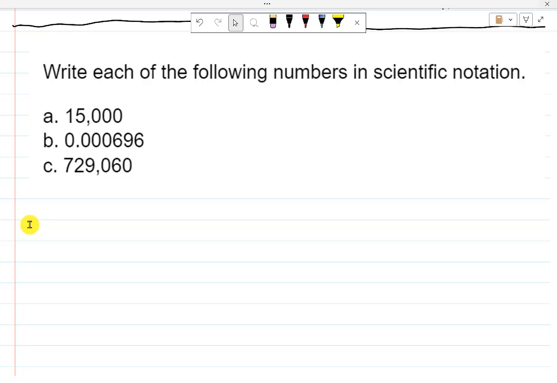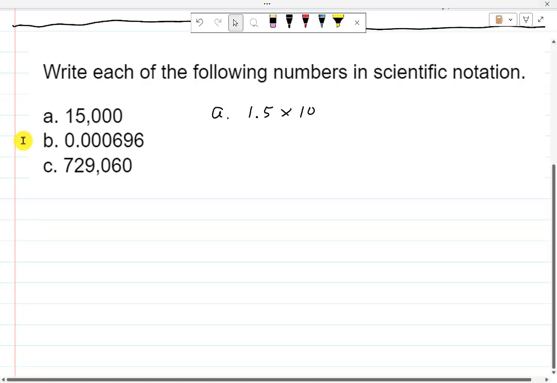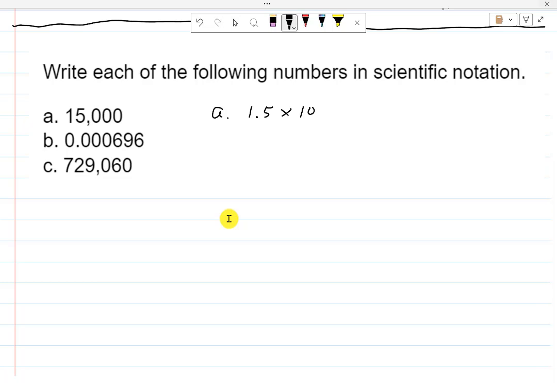This example is asking the reverse of what we just did. So we'll start with a 15,000, and we want to make it into scientific notation. That means we have to do 1.5 times 10 to some power. The decimal has to go after the first non-zero digit. So I have 1.5 times 10 to the something. I just have to figure out how much that is. Well, if I put it here, to get there I had to go 1, 2, 3, 4 places. So that's what goes up here.